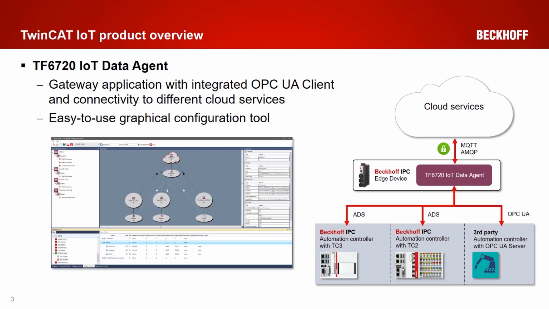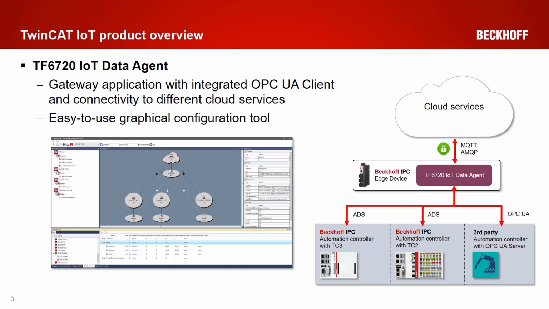The next product that we have in line here is our so-called IoT data agent, and it is a gateway application where you can define and design the data flow using a graphical configuration tool. So you see that here as a screenshot. You can define the devices from which you want to grab data, and then you can define where the data should go. So whether it should go to an MQTT message broker in your private cloud, or whether it should go to Microsoft Azure IoT Hub or AWS IoT Core. So there are different connectivity modules inside of this IoT data agent.